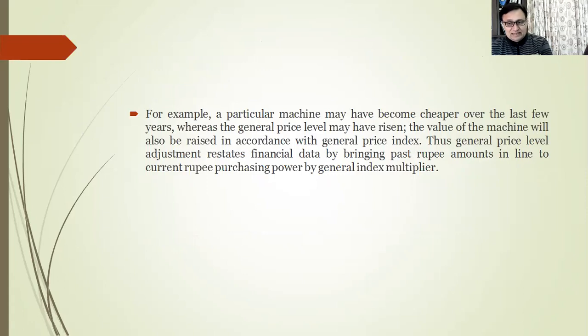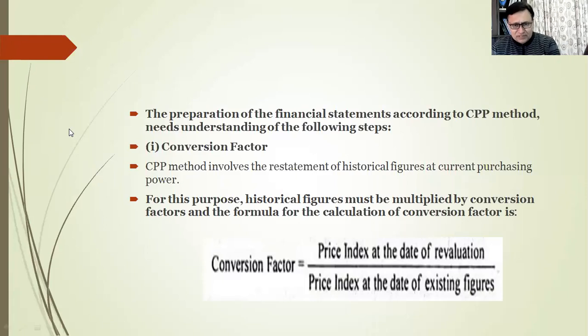So thus general price level adjustment restates financial data by bringing past rupee amounts in line with the current rupee purchasing power by a general index multiplier. So here we will take the general index multiplier, and on the basis of that, all the items of the financial statements will be restated as per the accounting for price level requirements. For example, as the first step we will calculate the conversion factor. The preparation of the financial statement according to the current purchasing power method needs us to understand first of all the conversion factor.